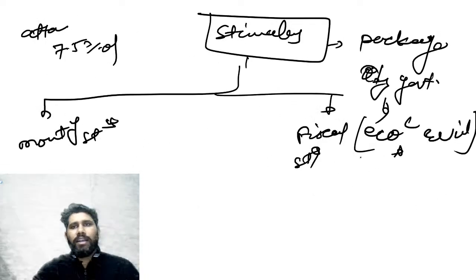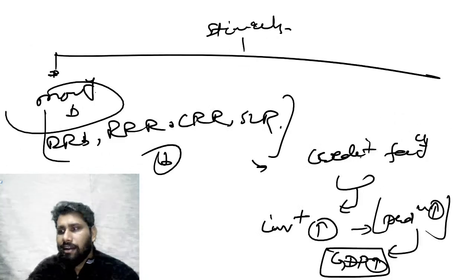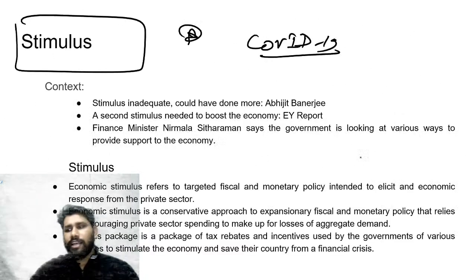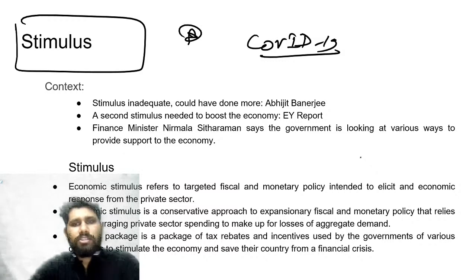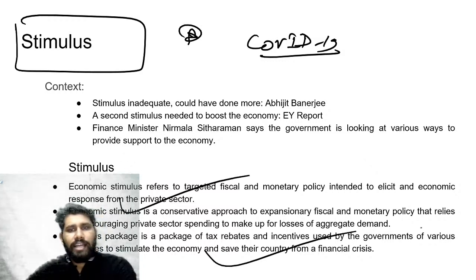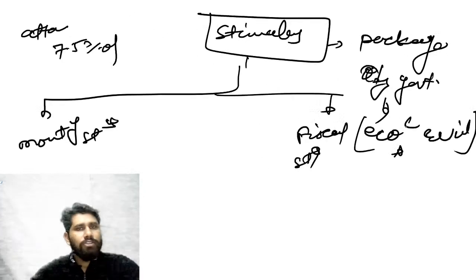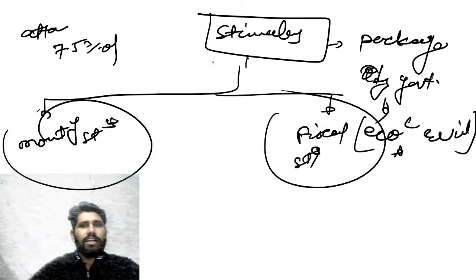So ultimately, the package given by the government, as a recent report suggests, is not sufficient. I discussed each type of package given by the government to revive the economy. A monetary package can be given, and a fiscal stimulus can also be given.